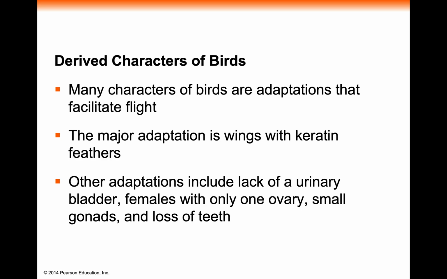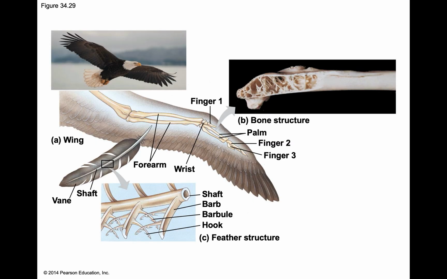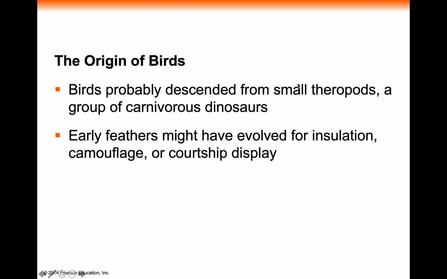Females only have one ovary, again reducing their weight, small gonads, loss of teeth. All these are other characteristics that birds have basically developed over time. Here we have their hollow bones. Again, hollow bones basically make them lighter, again for flight.